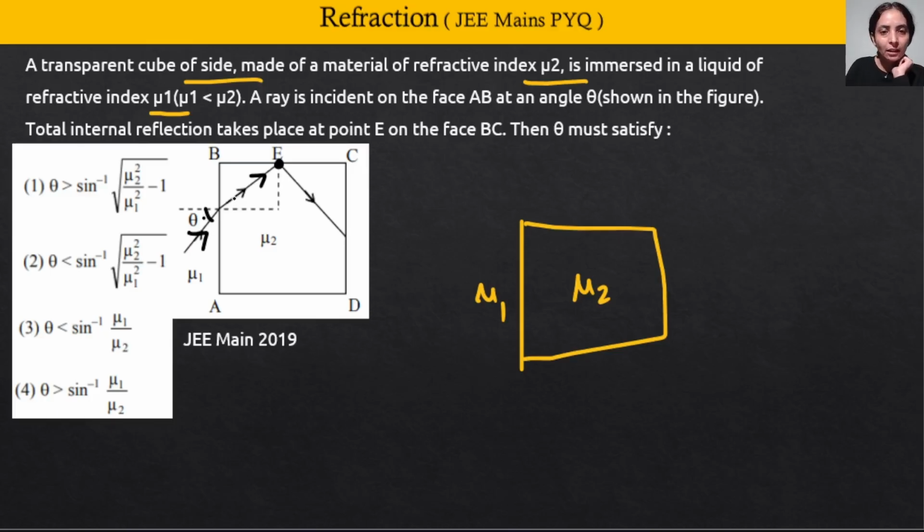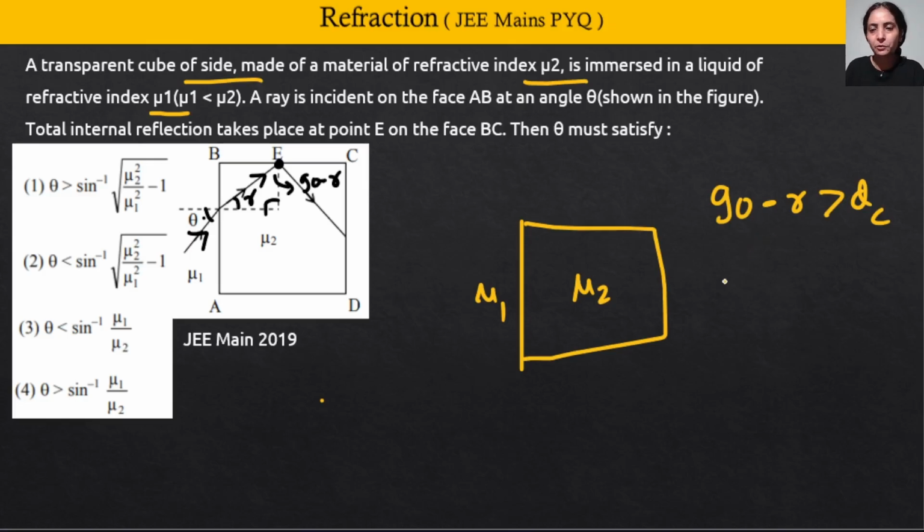For this theta, we will get a certain value of r here. If this is r and this angle is 90, this will become 90 minus r. For total internal reflection to happen, this 90 minus r should be greater than theta c. This is the basic inequality. Now take sine on both sides and calculate it. We have done such questions, right?